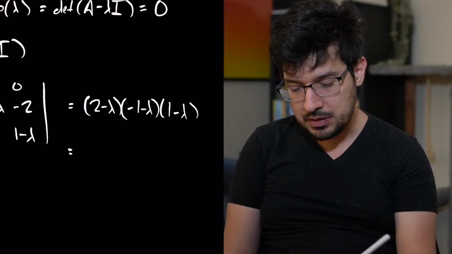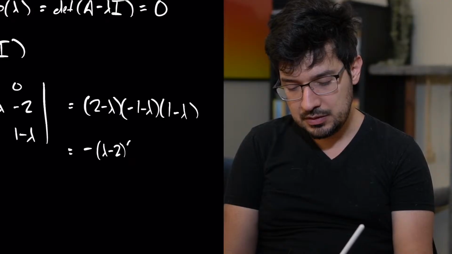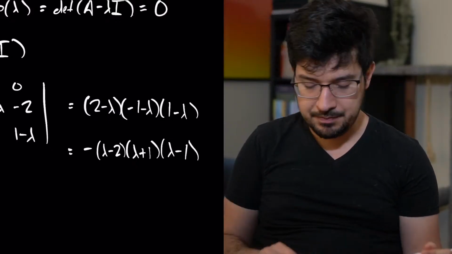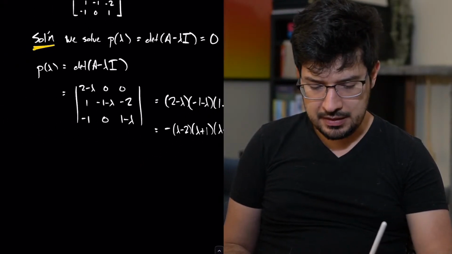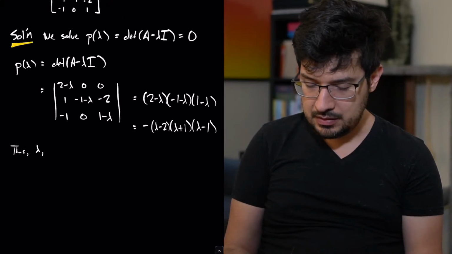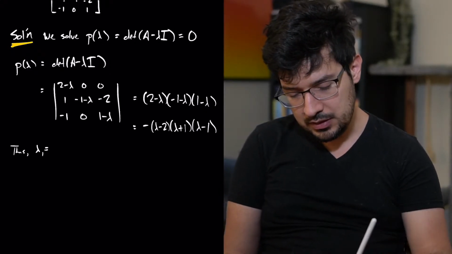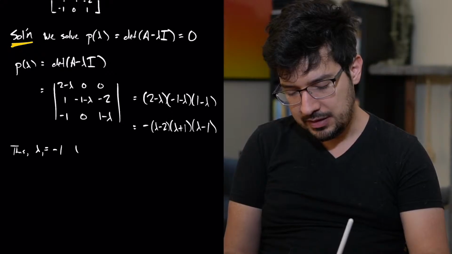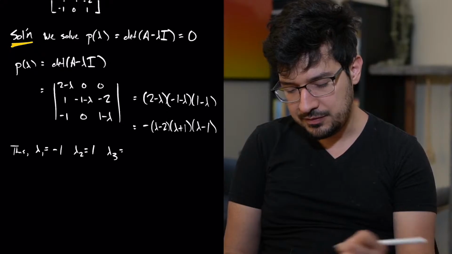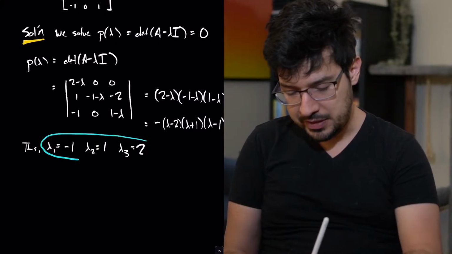So this I would rewrite as negative lambda minus 2, lambda plus 1, lambda minus 1. Thus, I like these to be sorted in ascending order. So lambda 1 is negative 1, lambda 2 is positive 1, and lambda 3 is positive 2. So this is part 1 to this question.